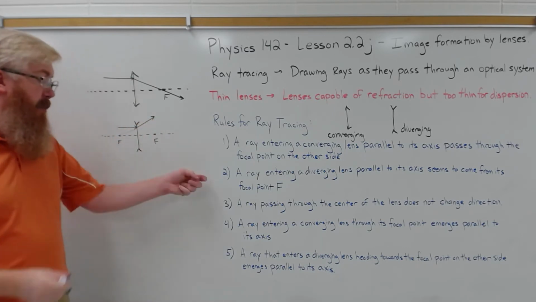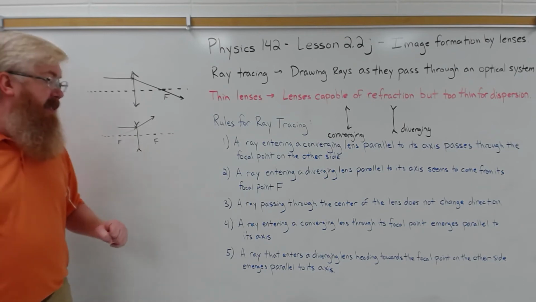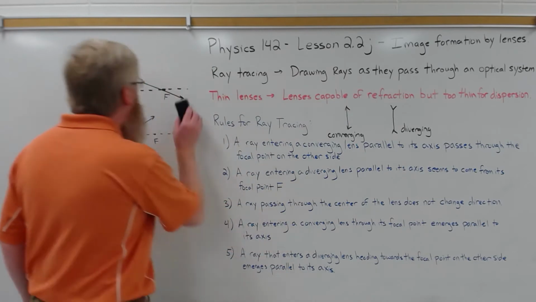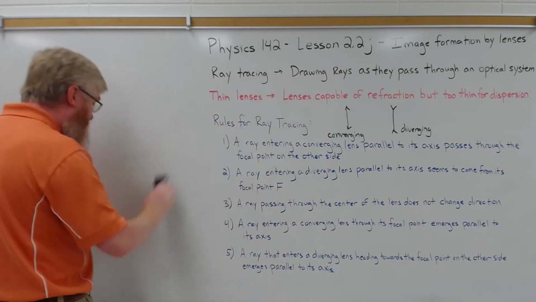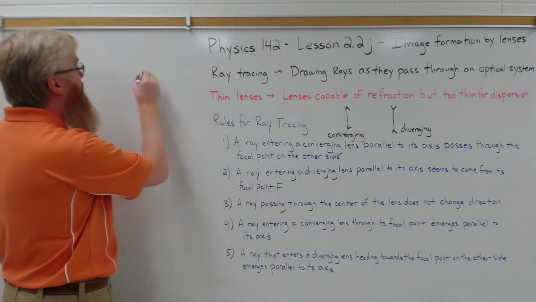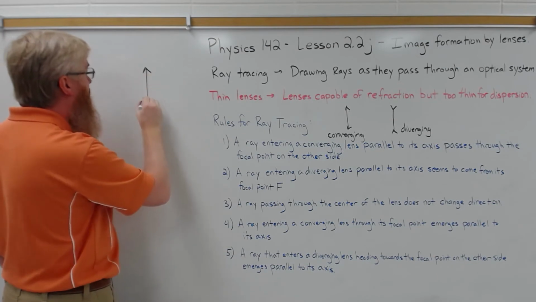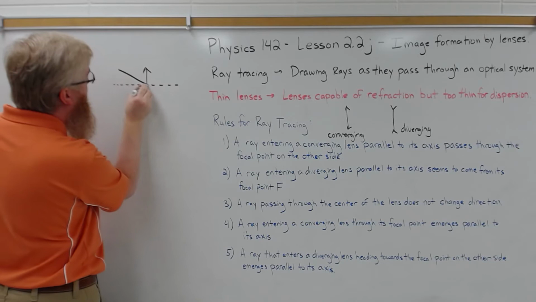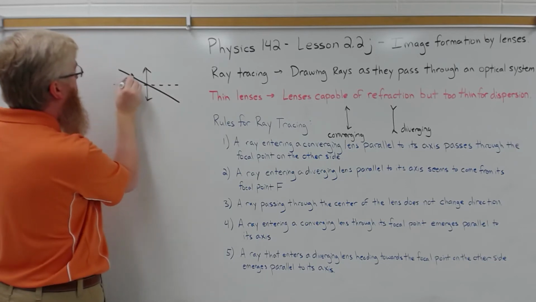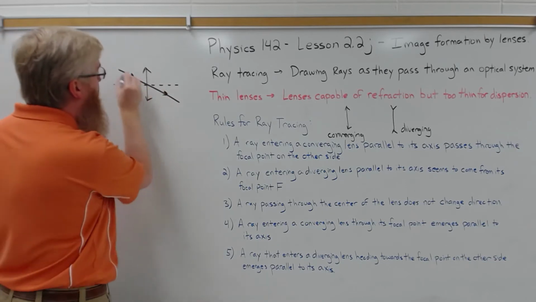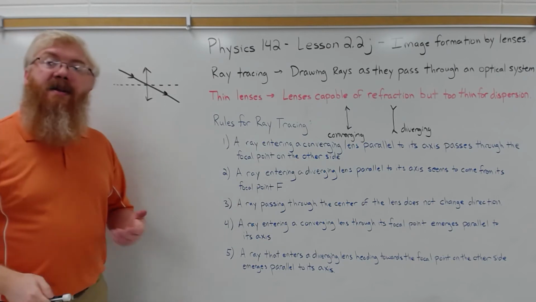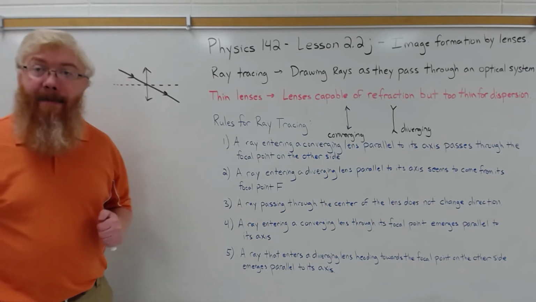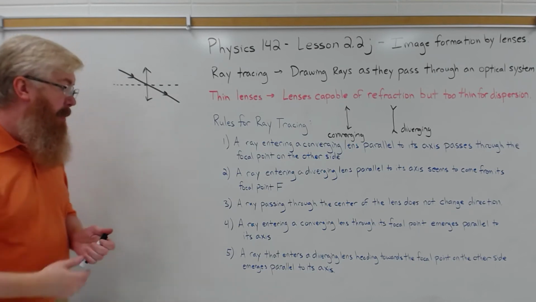That's number 2. Number 3 states a ray passing through the center of a lens does not change direction. That's true for both converging and diverging lenses, which again simply means I'm going to draw here a converging lens with the optical axis. If a ray comes in through the center of that optical axis, regardless if it's a converging or diverging lens, it passes through straight.